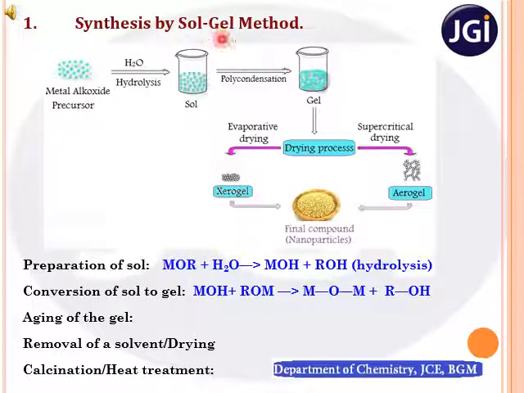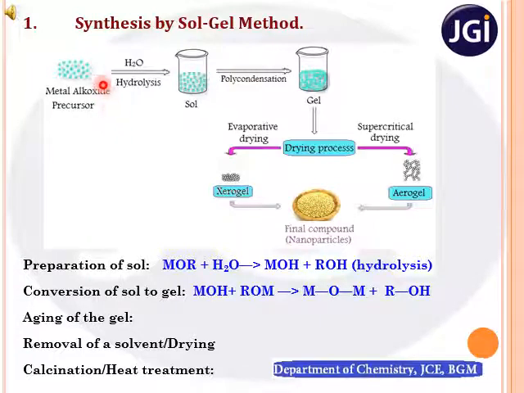their particular nanoparticles. This method involves 5 steps, that is preparation of sol, conversion of sol to gel, aging of gel, removal of solvent or drying, and the final one is calcination. To understand these in detail, look at the figure shown here. So the first step is preparation of sol. In this method, metal alkoxide is used as a precursor to synthesize nanoparticles of metal oxide.